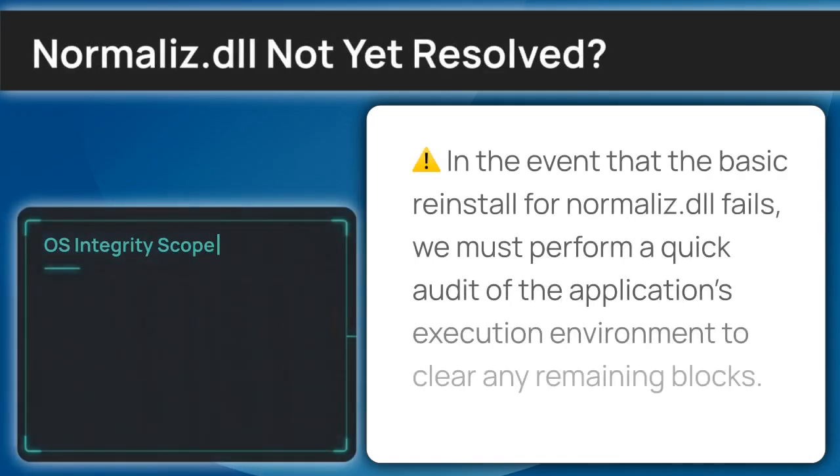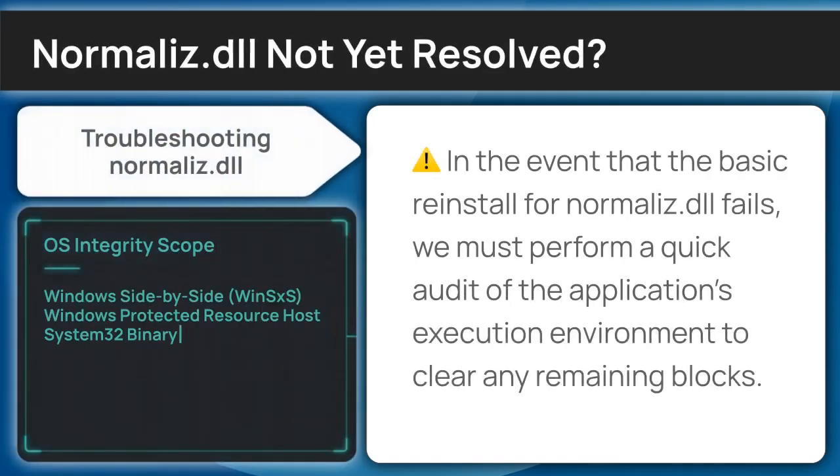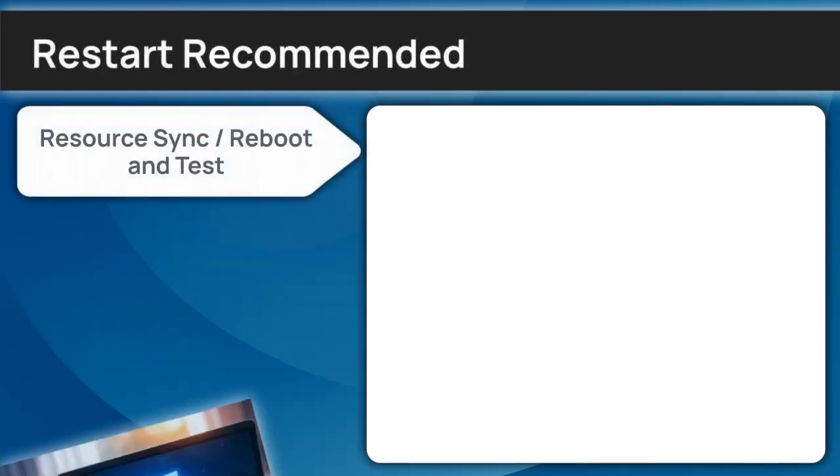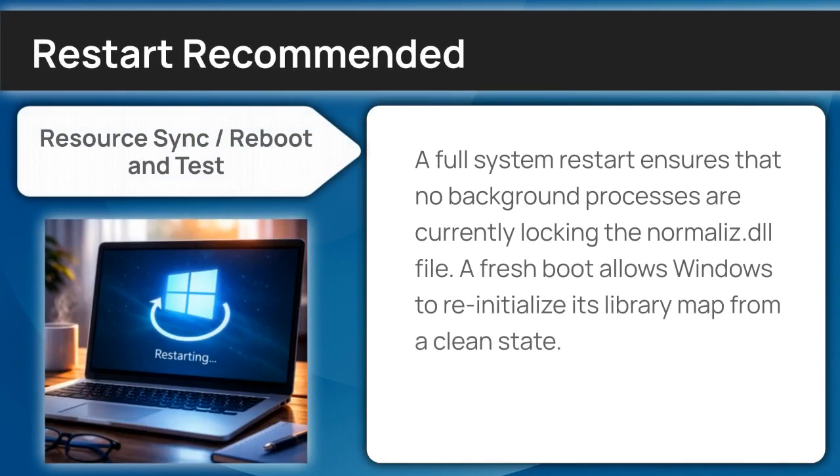When a fresh installer fails to clear the error, it typically points toward a deeper conflict within the Windows execution layer. A quick reboot can determine if the error is transient. While it won't fix a deleted file, it can re-establish the connection between your software and the Normaliz library file if the path was temporarily busy.